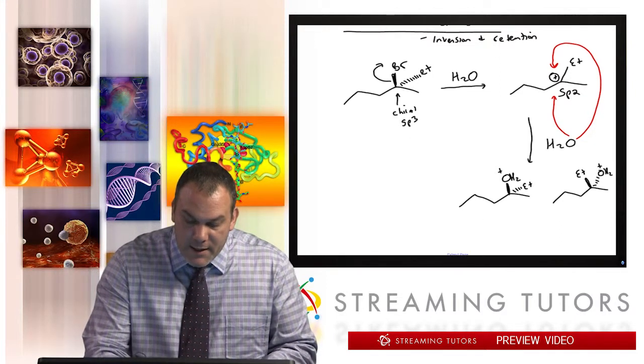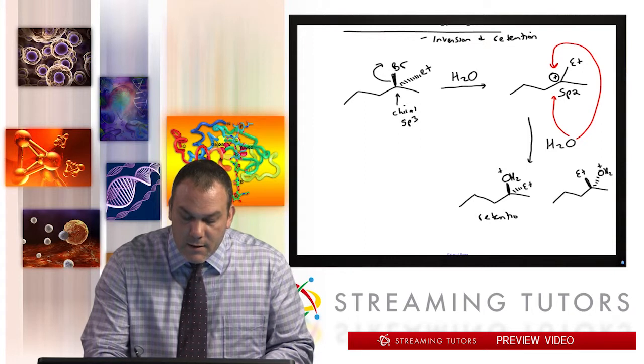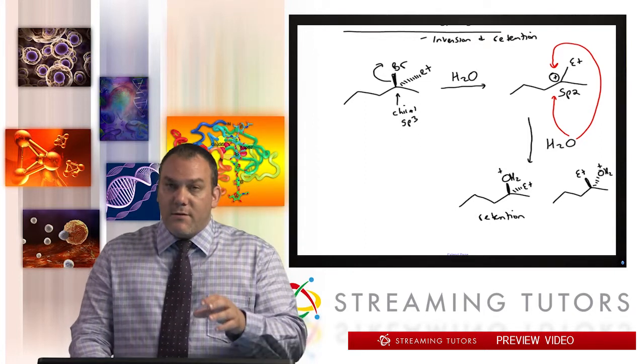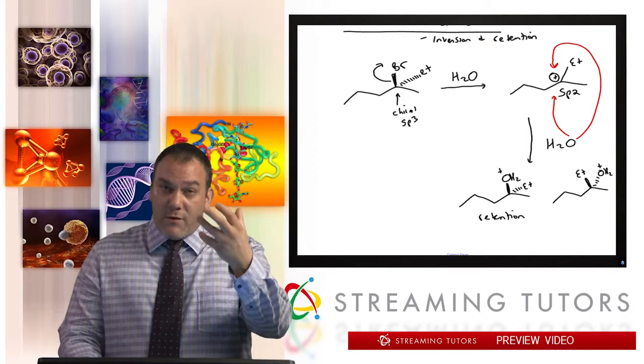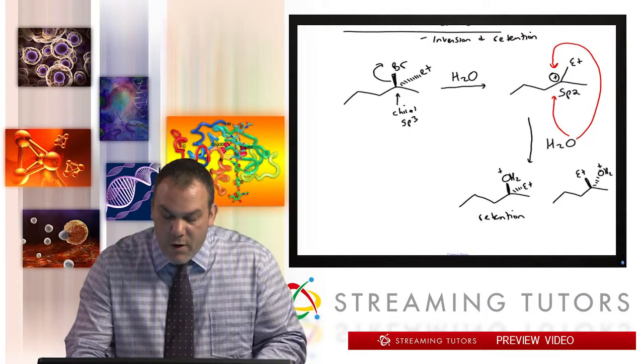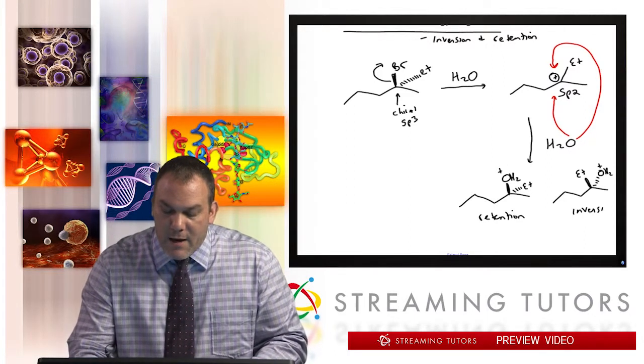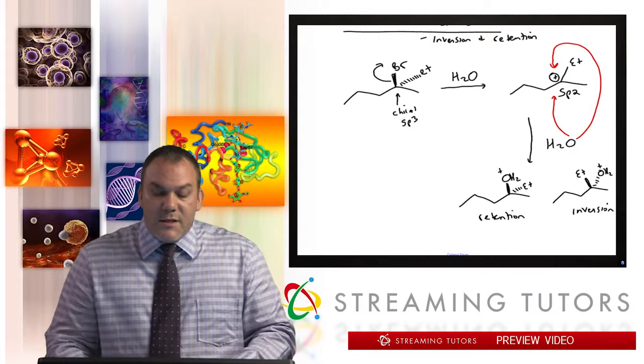So this one here is retention. You have the same stereocenter, that configuration. It's on the wedge the way Br was, but you have inversion as well, and you get both of them. Okay, so this is the mechanism.